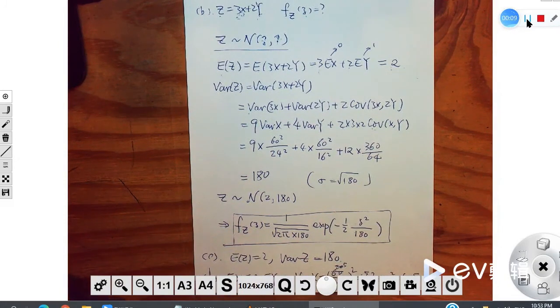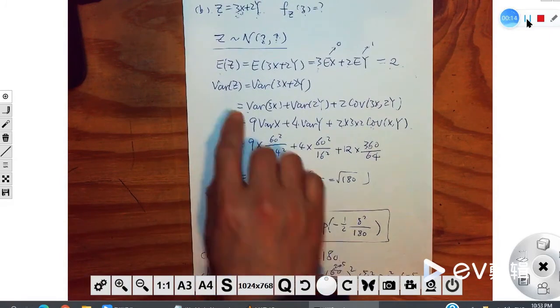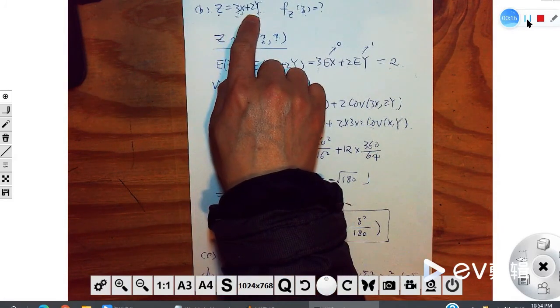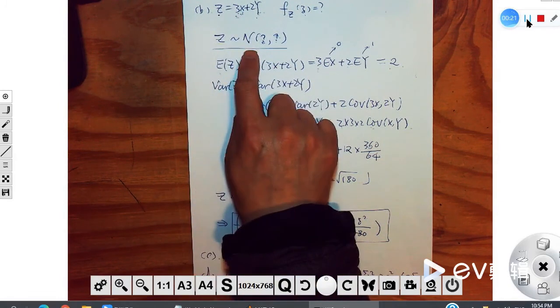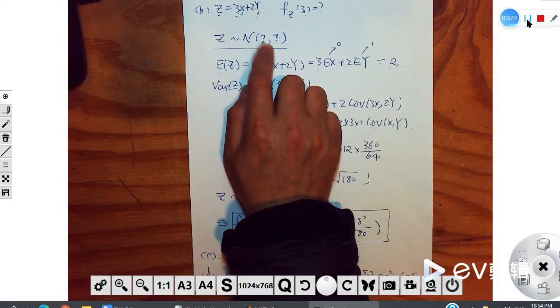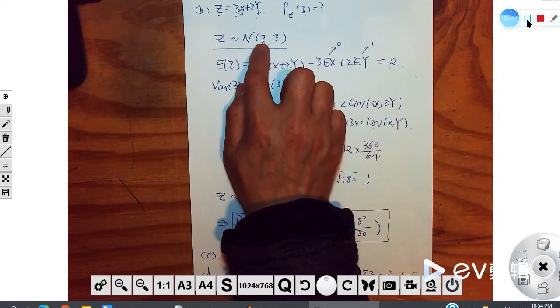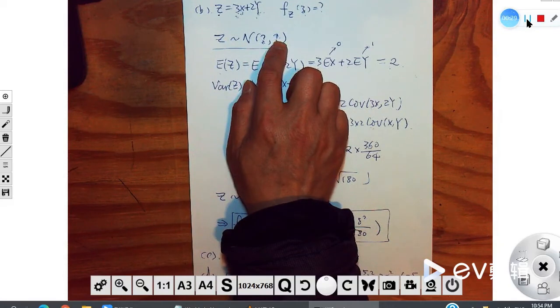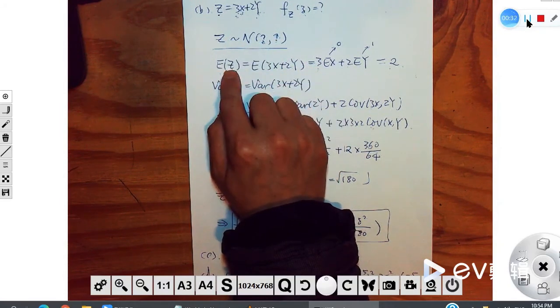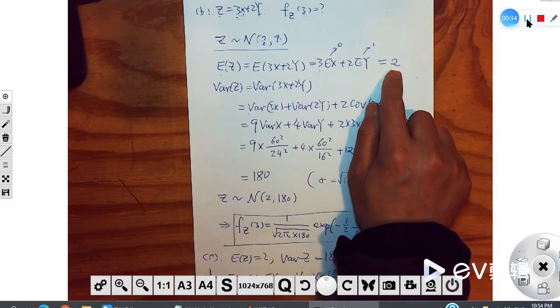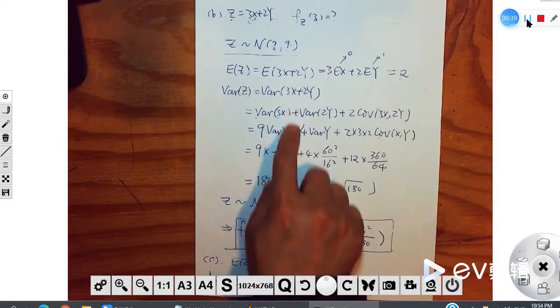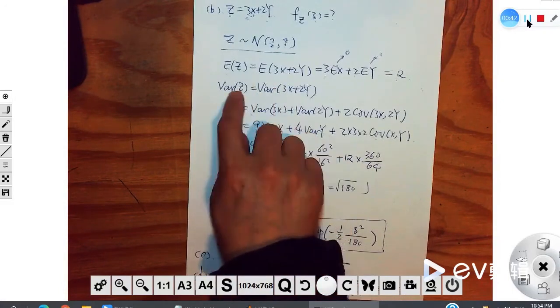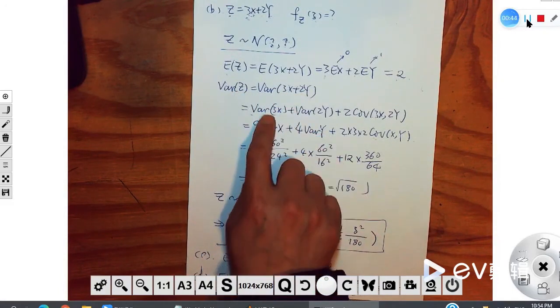Okay, review this part again. We have Z is 3X plus 2Y, a combination of X and Y. Then we know Z is also a normal random variable, N of, okay, we need 2 parameters here, and the first parameter is E of Z. Then we just do the calculation, we have 2. And then the variance of Z, we also do the calculation step by step, right? Z is 3X plus 2Y, then separate it.